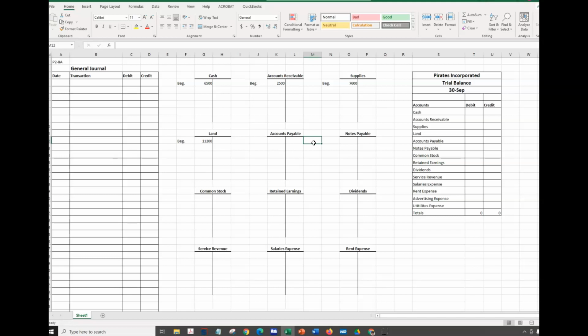It's a credit balance. They don't always tell you whether it's a debit or a credit balance, but in this case, they did tell you because they gave you the trial balance and it shows you. So my beginning balance in accounts payable was 7,500 credit. Notes payable, it was 3,000 credit. Common stock, it was 9,000 credit.